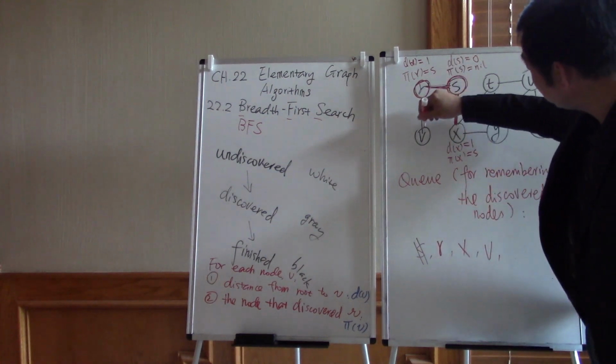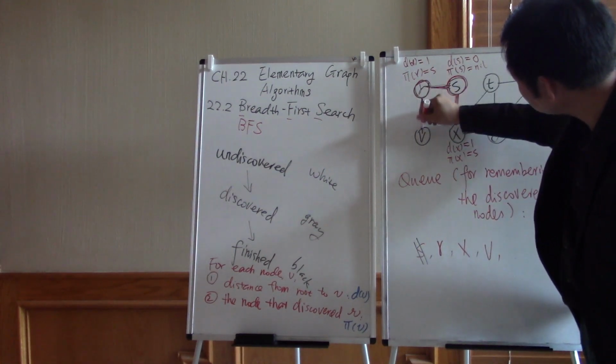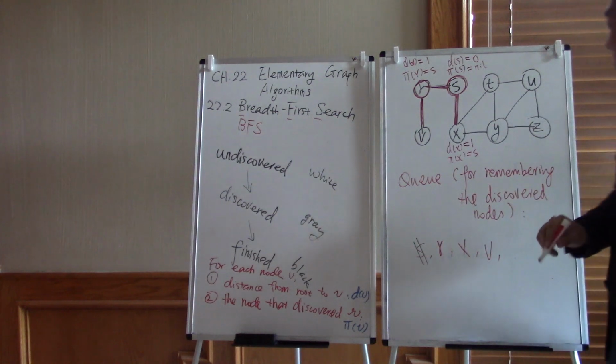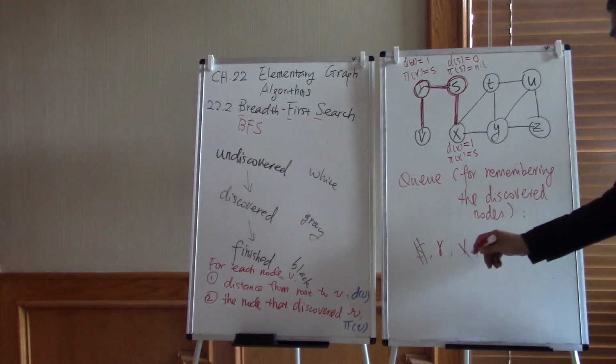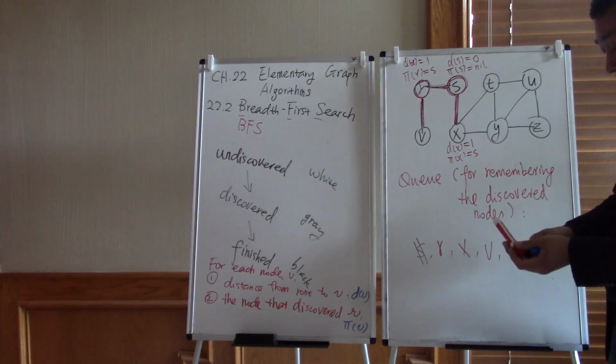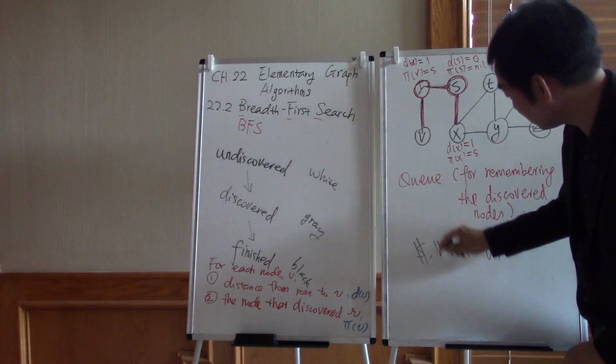So from R, we discovered V. So now V is in the Q. And so now we are done with R. R is now finished, no longer discovered, it's finished. So you can get rid of it.